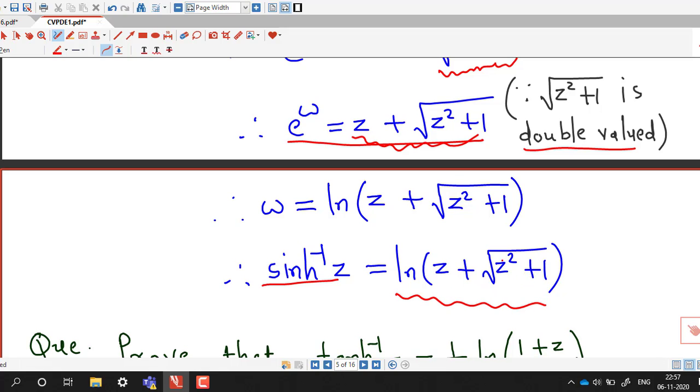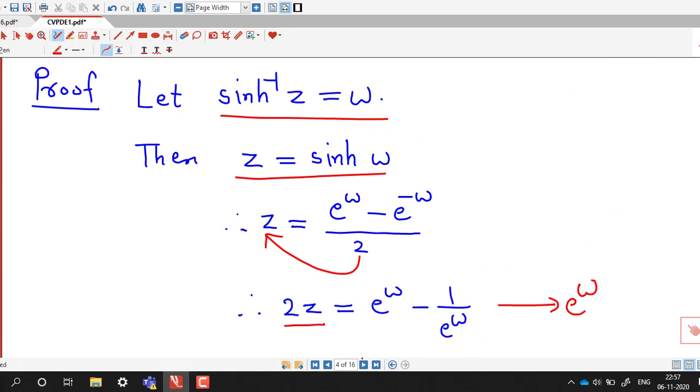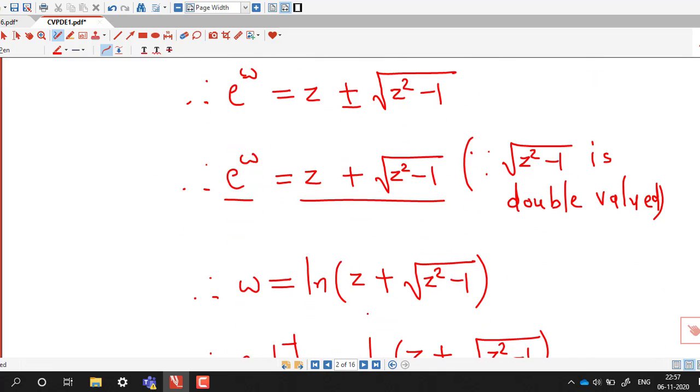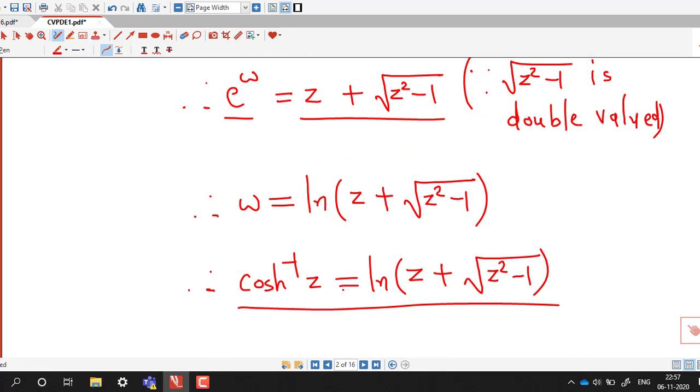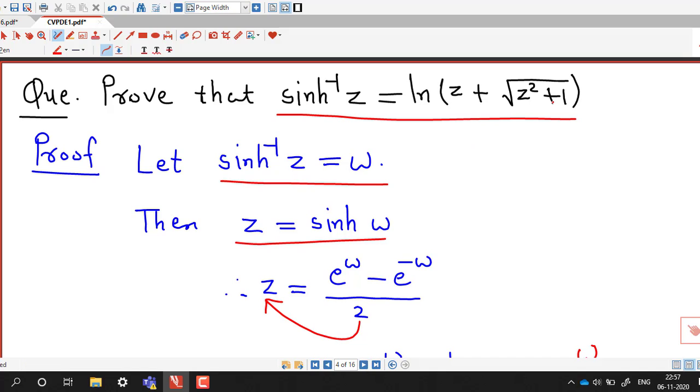So here we have square root of z square plus 1, and for the cosine function we had square root of z square minus 1. That is the only difference. Cos hyperbolic inverse z equals log of z plus square root of z square minus 1, and for sine hyperbolic inverse z we have the positive sign here.